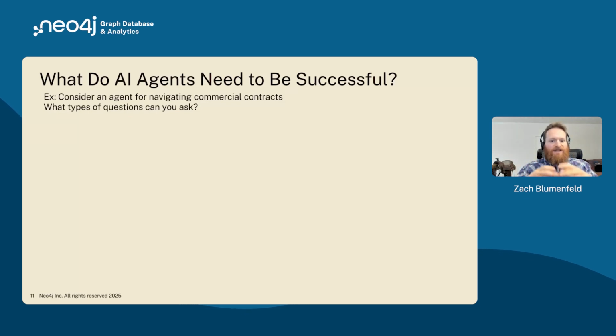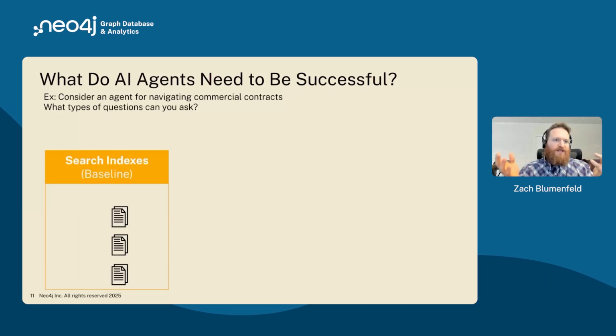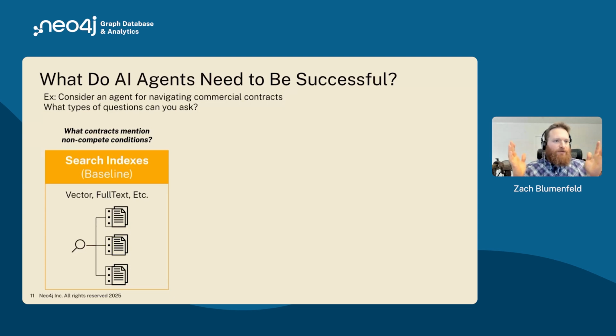So let's think about the types of questions that we can ask an AI agent given the type of data that it has structured to do retrieval on. The first thing we can do, if we have a bunch of commercial legal contracts, is chunk them all up and throw them into something like a vector database and put a vector index on them. If we did that, we'd be able to ask some pretty neat questions, like what contracts mention X, what contracts mention non-compete conditions, and you'd be able to pull some information back.